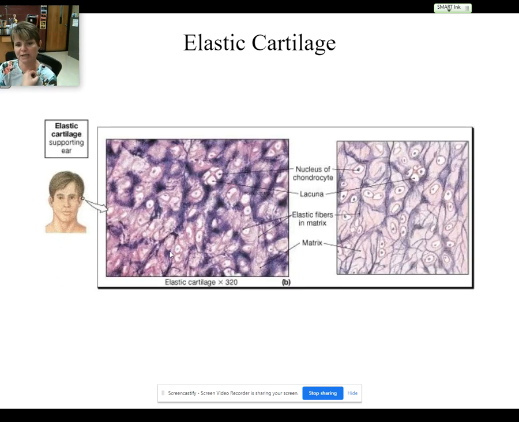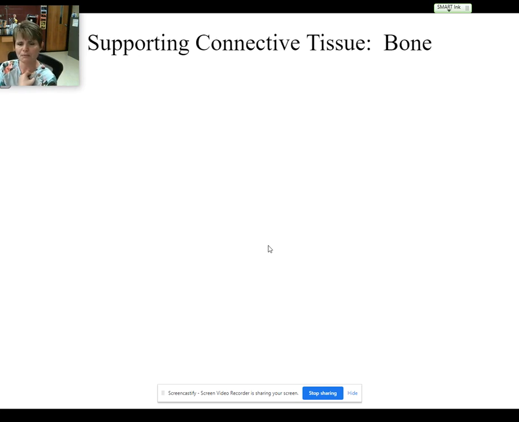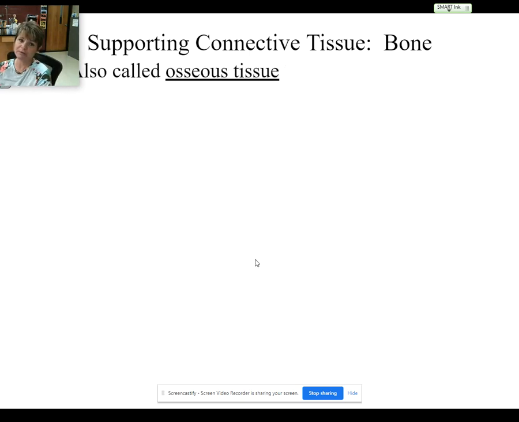Here is another picture. Again, you can see lots of pink and purple lines. Those are the fibers, and then we can see lots of cells as well. Okay, now let's look at bone tissue. Bone is also called osseous tissue. You do need to be familiar with that name.